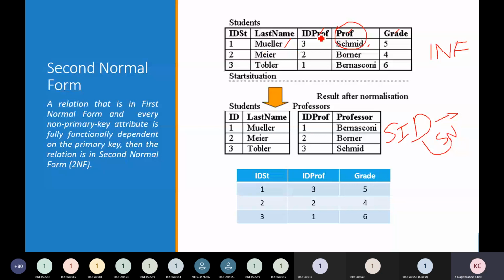Okay, that grade is permanent, whenever they want they can access the grade. Okay, see here we are dividing into a students table and a professors table. So here the students' details are ID, last name and professor ID, and another table has student ID, professor ID and grade.